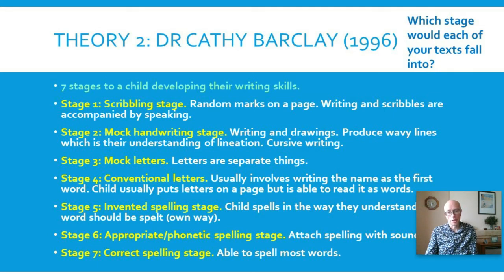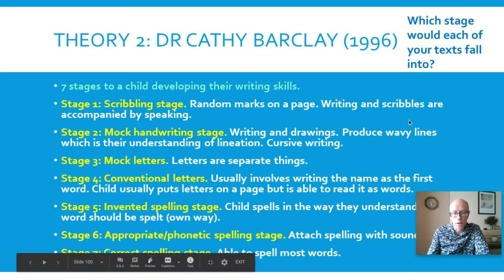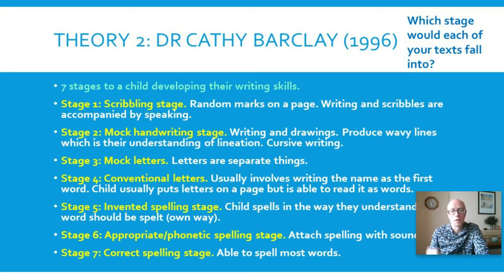And then you've got conventional letters, which usually involves writing the name of the child, putting letters on a page. And then you've got what she calls the invented spelling stage, where the child spells in a way that they understood the word should be spelt, which I suppose correlates to Gentry's semiphonetic and phonetic stage of spelling. And then you've got stages 6 and 7, appropriate phonetic spelling stage, and then correct spelling stage, which I think kind of relate to stages 4 and 5. Okay, so Kathy Barclay is an alternative theorist for you to reference in your essays.